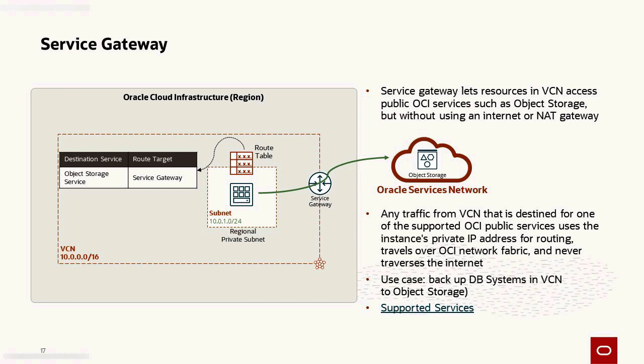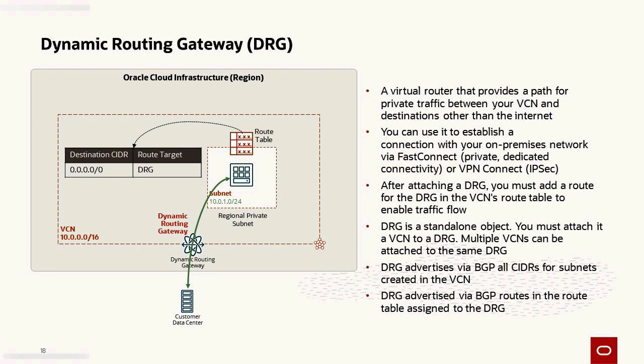Service gateway can be created with two types of access configurations. First is object storage access, and second, all the Oracle Services Network services access. How we manage the customer on-premises traffic differs, and we can handle that traffic with Dynamic Routing Gateway or DRG.